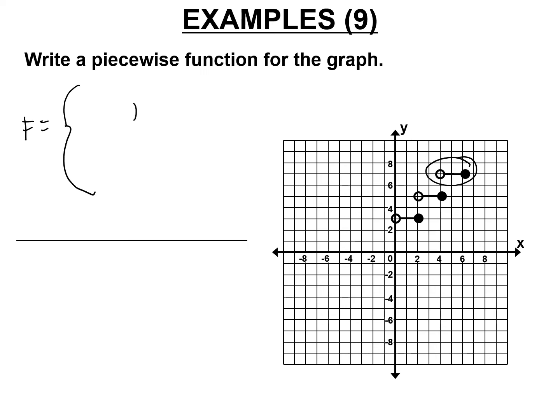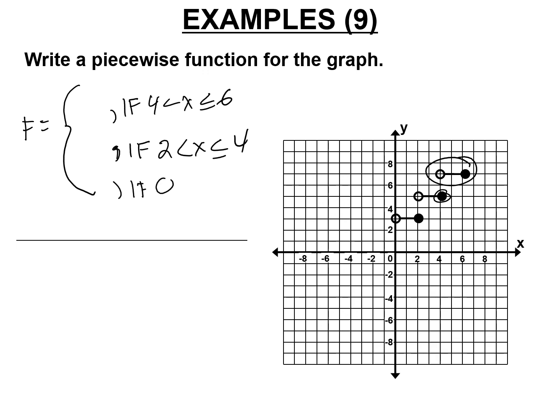So it's between 4 and 6 here, and this is between 2 and 4, and the solid one is on the 4, and this is a comma, and this is if between 0 and 2, and it's very consistent here. It doesn't always have to be. All right. So if it's between 4 and 6, y is 7. If it's between 2 and 4, f of x is 5, and if it's between 0 and 2, f of x is 3.